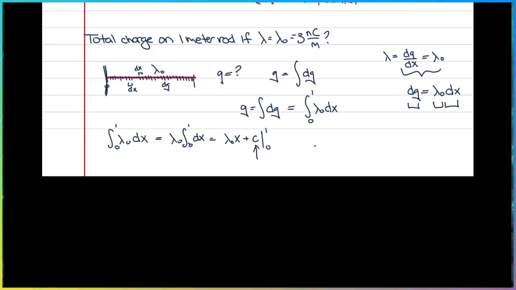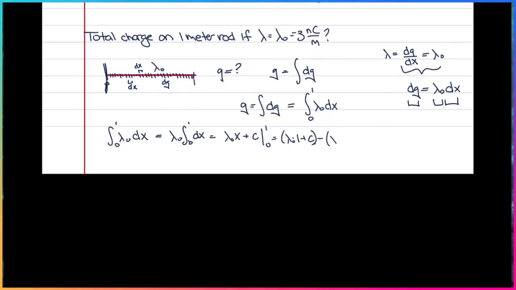Honestly, in a science class, I always make sure my integrals are definite integrals. You might recall this constant of integration doesn't matter if you have a definite integral, because you end up just subtracting it out. I take lambda naught and plug in 1 plus c, and then I subtract lambda naught times 0 plus c. And then notice, of course, the c's cancel, and it looks like I just get lambda naught times 1. Really, I should be careful. Even I'm being sloppy right now.